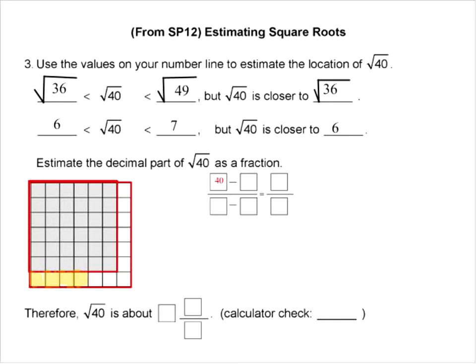We take the 40 and we subtract 36, and we get 4. And then 49 minus 36 equals 13. Or you can see that in our square, before Joe shaded the little yellow squares here, there were 1, 2, 3, 4, 5, 6, 7, 8, 9, 10, 11, 12, 13 white little squares. And to get to 40, we needed to shade in 4 out of those 13, and that's how we got the 4 13ths here. Okay? Any questions?